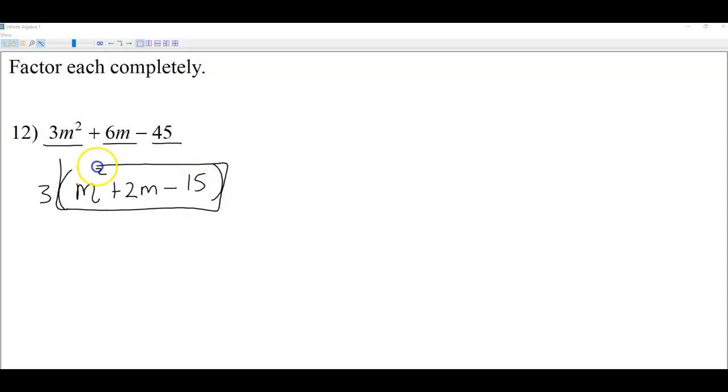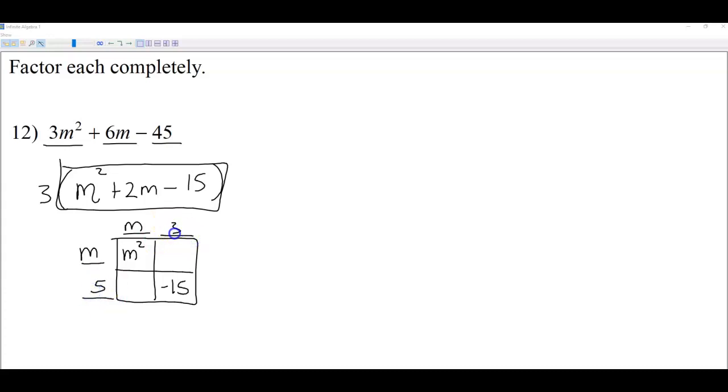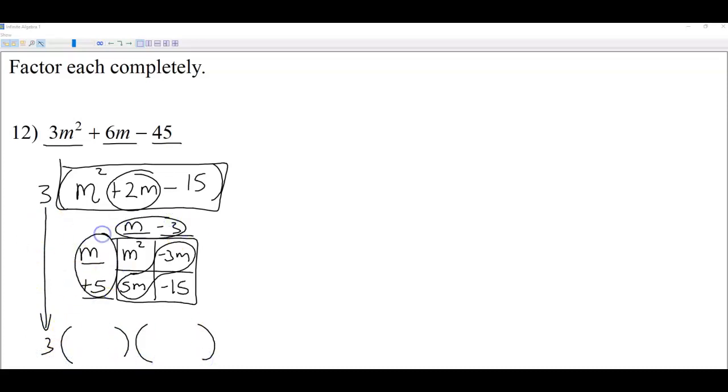After that, we look at this piece, and we're going to do the box method on it. M times n makes m squared. For 15, we need 5 and 3. One is going to be positive, one's negative. We want to make sure that once we're done filling in our box, that these 2 terms add up to make the middle, which they do. So I've got 3 in the front from my GCF, and then the trinomial broke apart into these 2 things here. And that would be the end of that one.